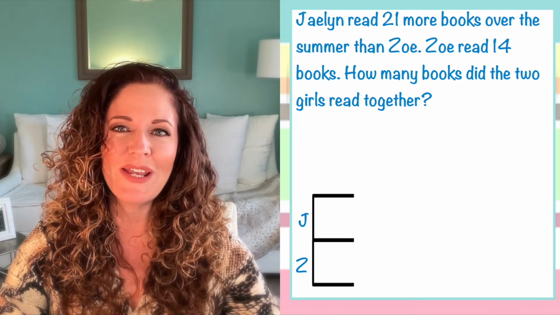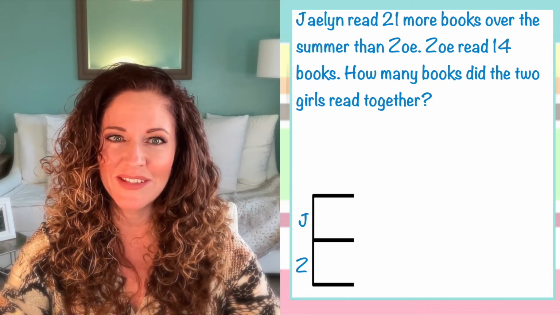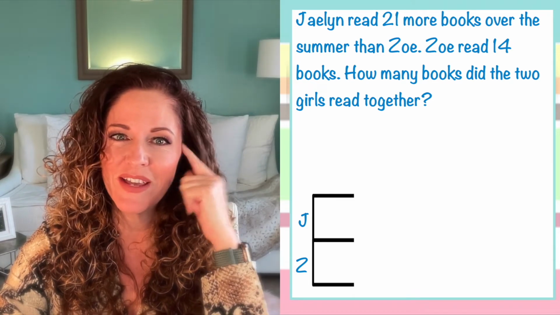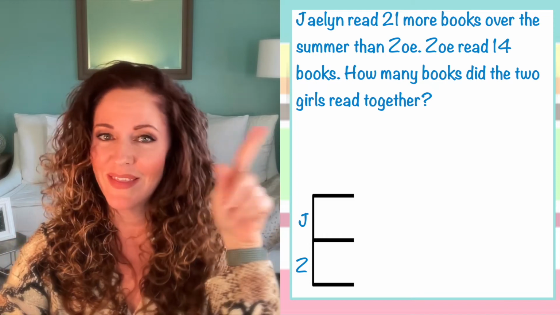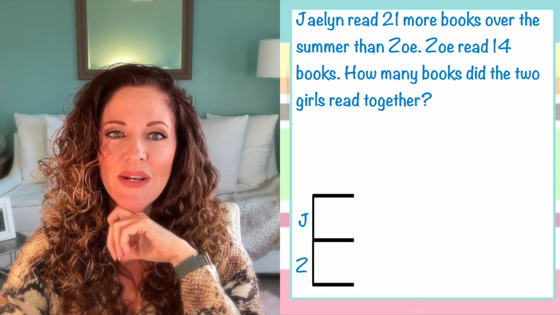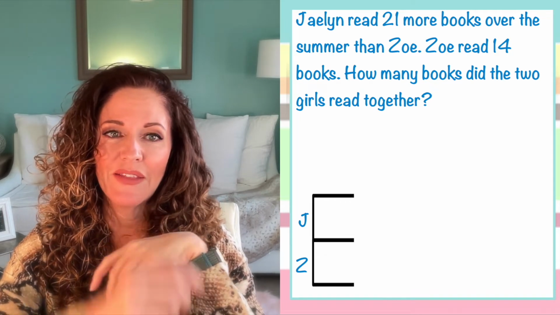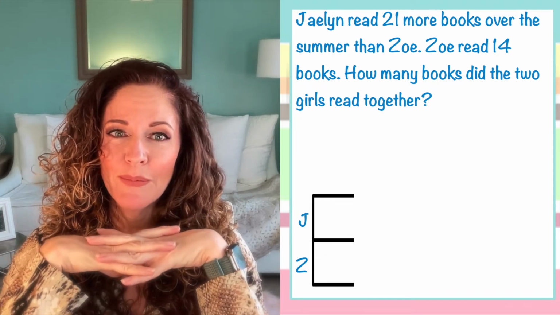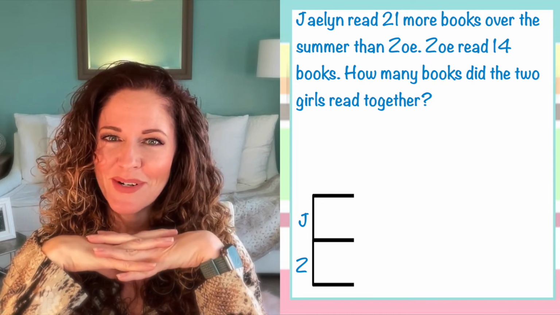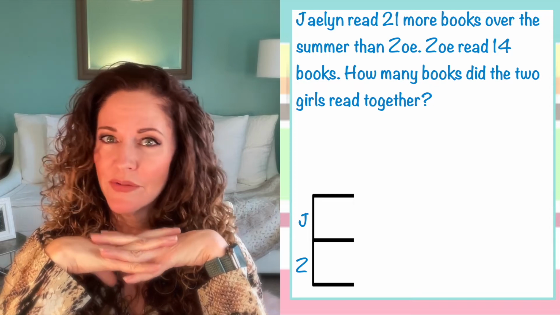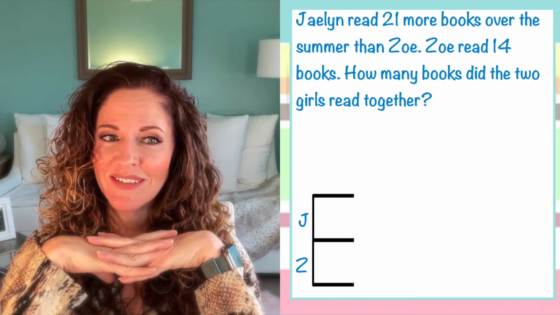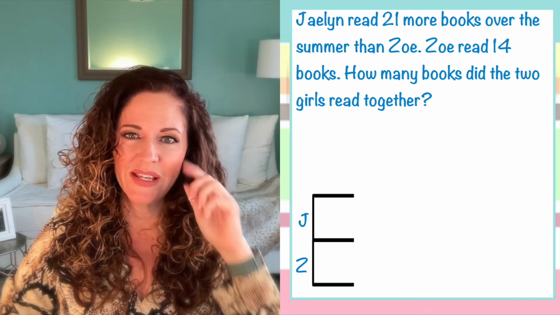Jalen read 21 more books over the summer than Zoe. I'm listening and I'm hearing comparing language. Jalen read more than Zoe. Zoe read 14 books. How many books did the 2 girls read together? If I read that without the numbers in it, it also really helps me understand the problem. So I'm going to read it one more time without the numbers. Jalen read more books over the summer than Zoe. Zoe read blank books. How many books did the 2 girls read together?